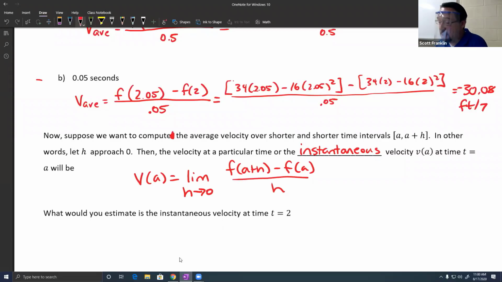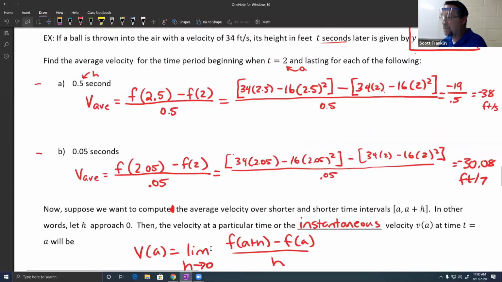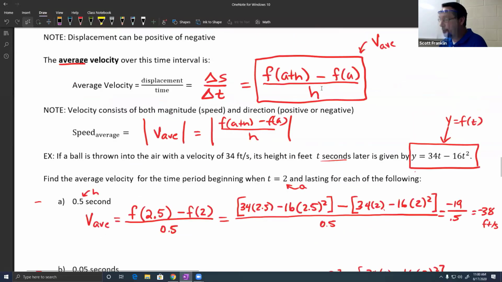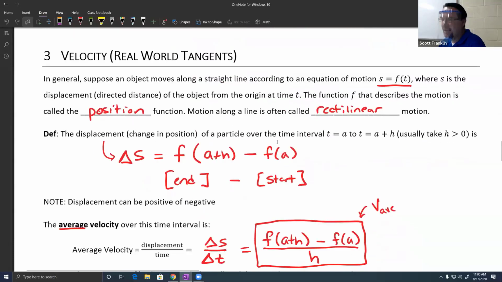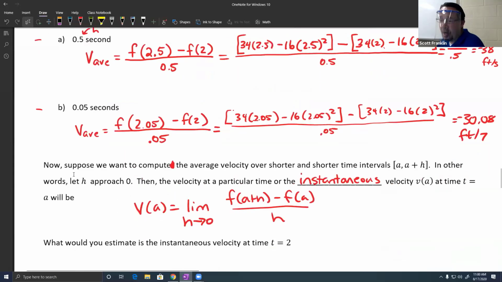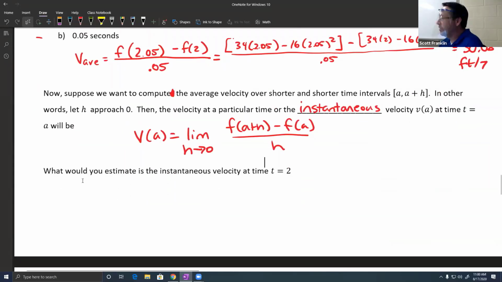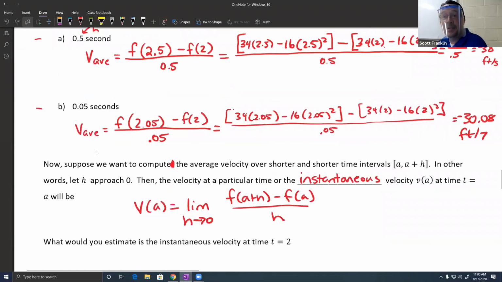Now, we don't know how to actually do limits yet. That's coming. We just know that this means let h get smaller and smaller and see what happens to this fraction. We kind of did that on the previous page when we saw 6.7, 6.5, 6.1, 6.01. We saw it was getting closer to 6. It's a little harder with just two values, negative 38, negative 30.08. I threw this question in, even though I don't have a good answer from just those two values, because you're going to do this in your homework, and you're going to do a couple more values past these and see what they look like.